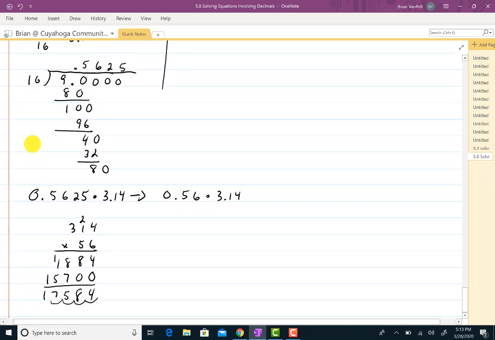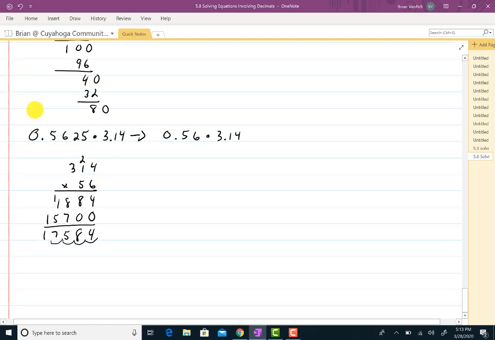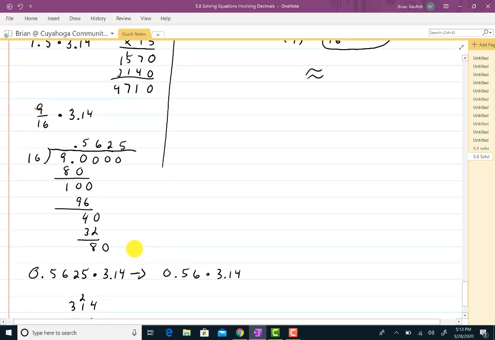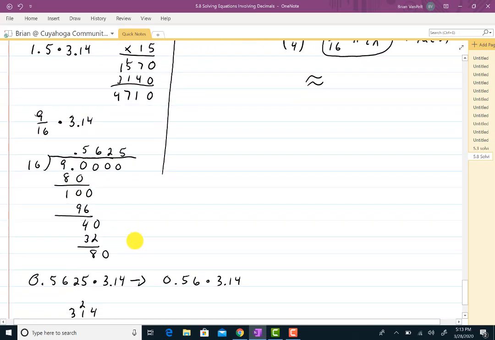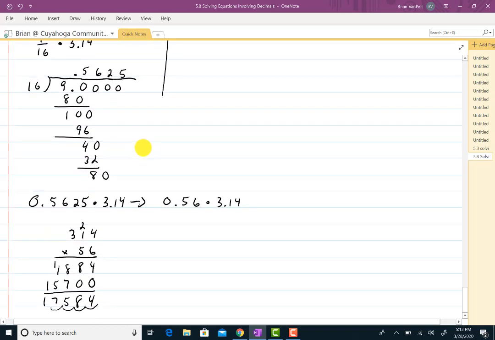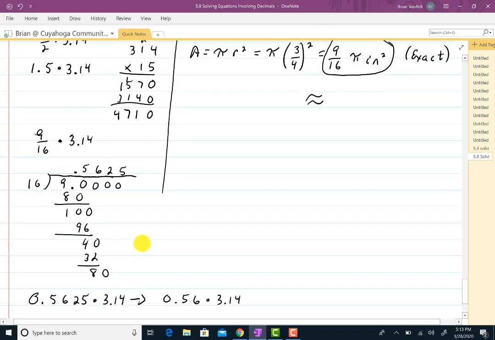Yeah, I'm trying to think. 1.7584. And so where did the thing go anyways? Oh, it's way up there. My approximate sign was way up there. 1.7584. And this will be inches squared. That'll be an approximation, of course.